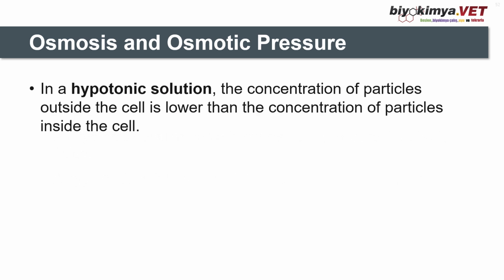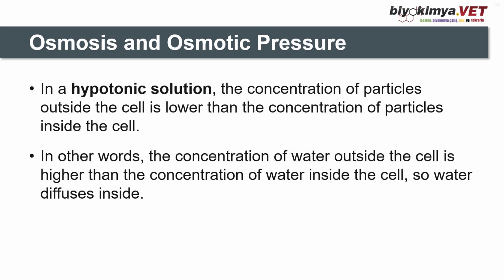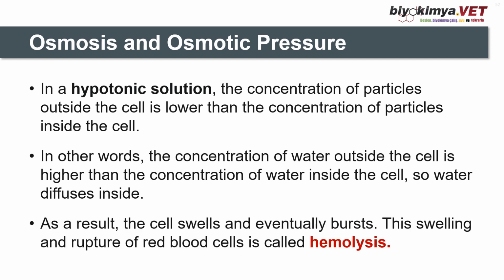And don't forget, I mean a normal physiology or a healthy state. In a healthy state, if a hypotonic solution is administered, the concentration of particles outside the cell is lower than the concentration of particles inside the cell. In other words, the concentration of water outside the cell is higher than the concentration of water inside the cell, so water diffuses inside. And as a result, the cell swells and eventually bursts. And this swelling and rupture of red blood cells is called hemolysis.